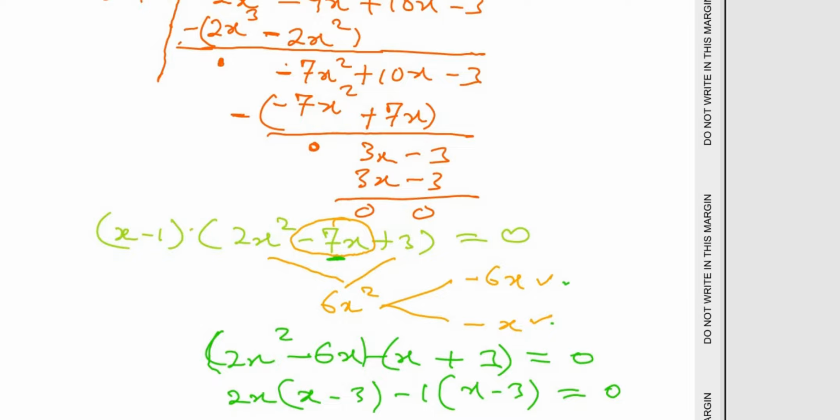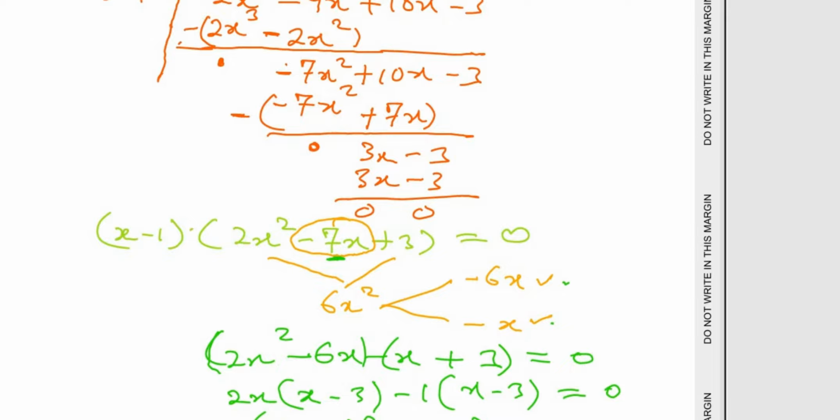If nothing is common, 1 is always common. If you look at two values and there's nothing common, 1 is always common. So you factorize that one out. Since x minus 3 is common, I will be left with 2x minus 1 is equal to 0.